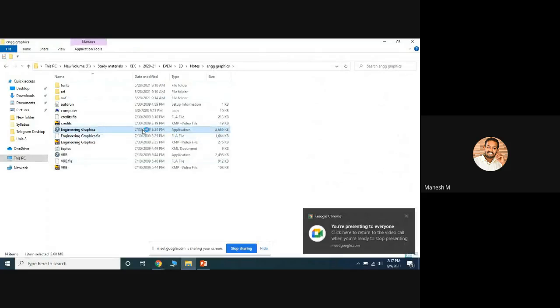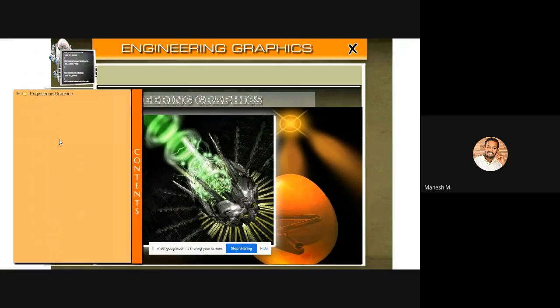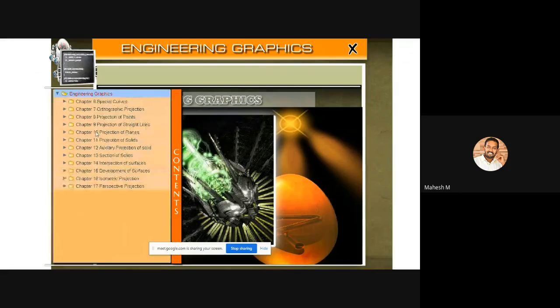I hope the screen is visible to everyone. So it is a CD content from the author book called Ramesh Babu. Here you can see all kinds of syllabus. So far we have discussed points, lines, planes, and projection of solids, and we are discussing section of solids right now.